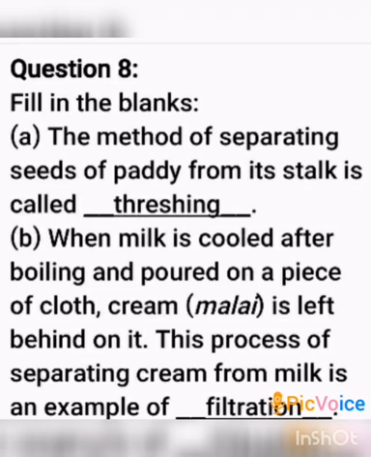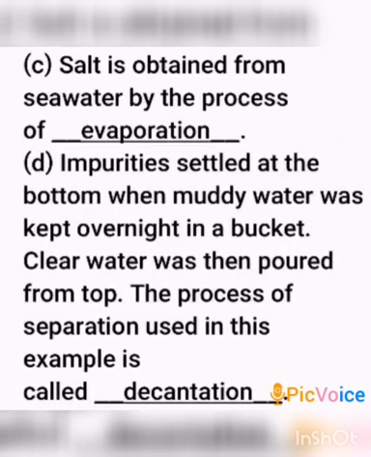Write the answer in your book, page number 44. Then C. Salt is obtained from seawater by the process of dash. Which method is used to separate salt from seawater, children? Yes. Evaporation. The answer is evaporation.